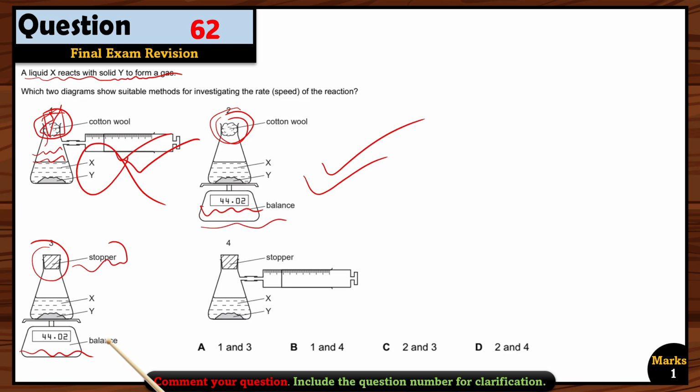Because the product is not going out, right? So this option is wrong. Why? Because they have used the stopper. Now let's see this option 4.